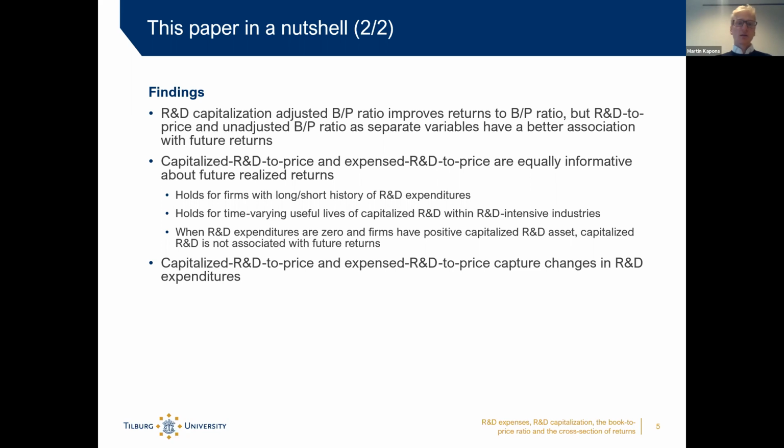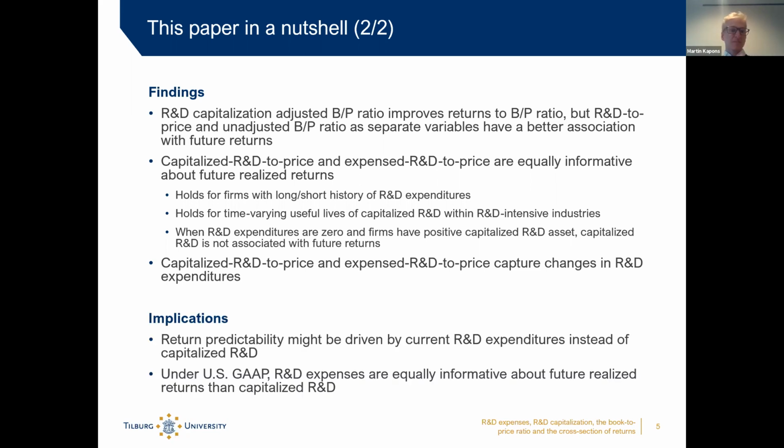Now, what are the implications of my findings? First, the return predictability might be driven by current R&D expenditures instead of capitalized R&D. So we might get some further insight here into how R&D expenditures are actually priced. And if we think about the discussion about capitalizing versus expensing R&D under US GAAP, so meaning under a regime of expensing, R&D expenses are equally informative about future realized returns as capitalized R&D.